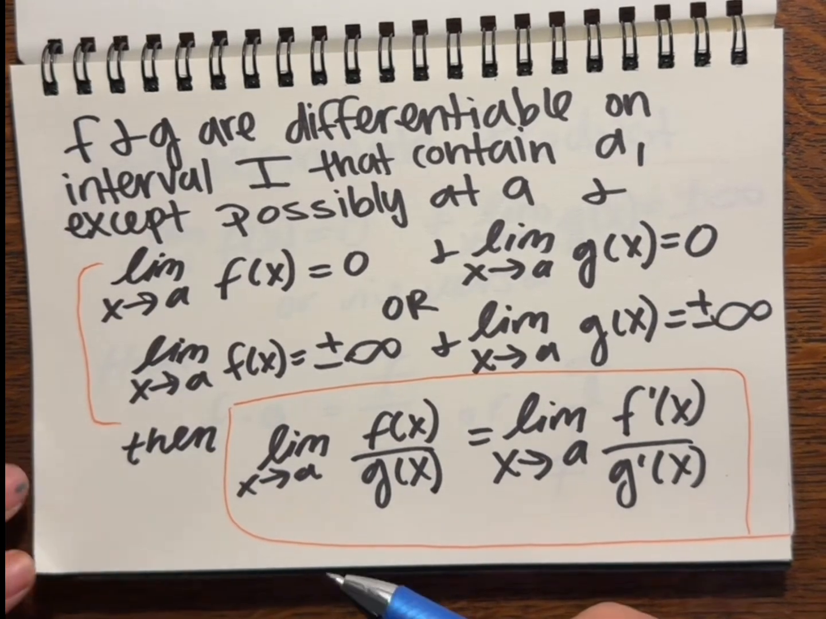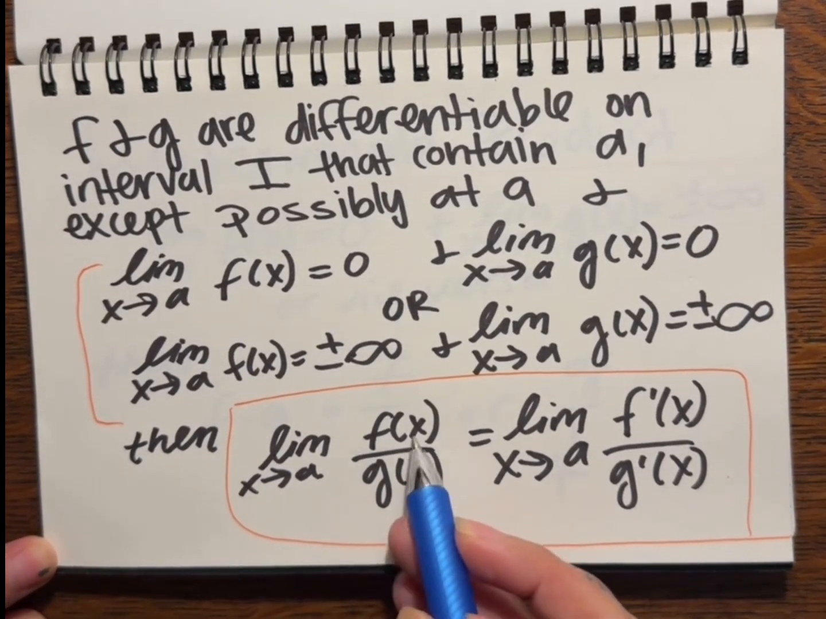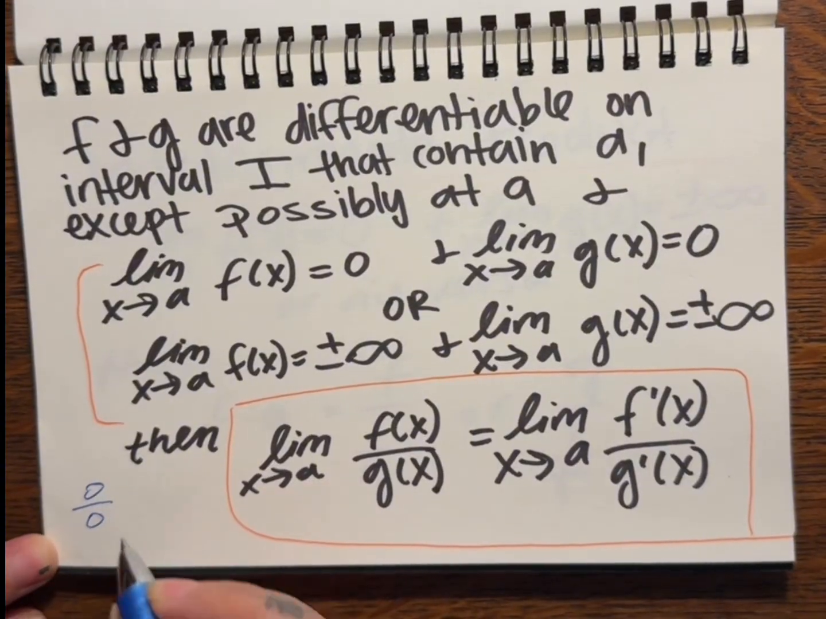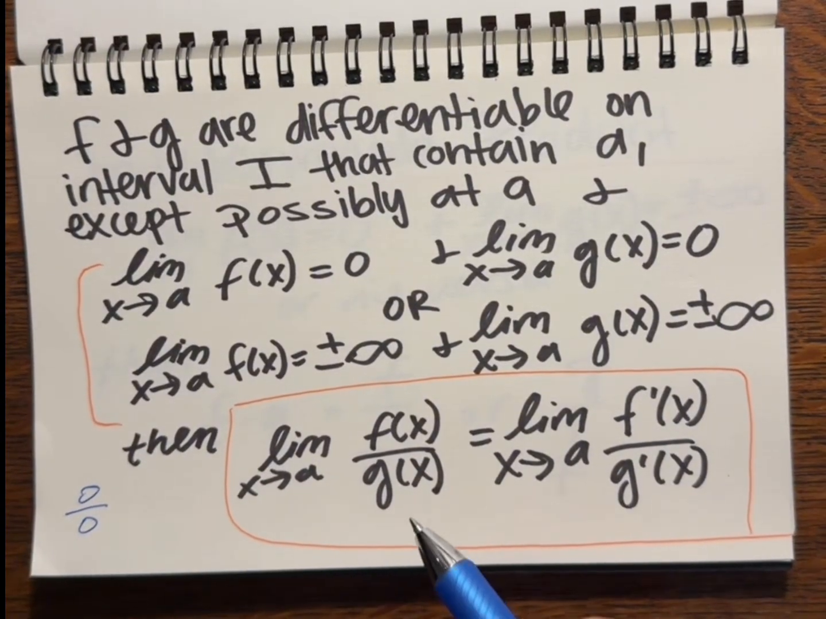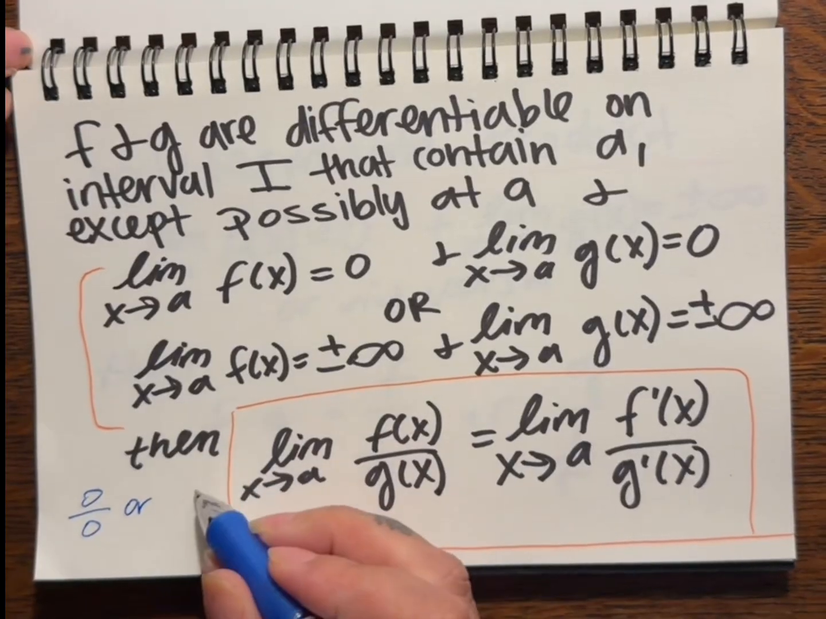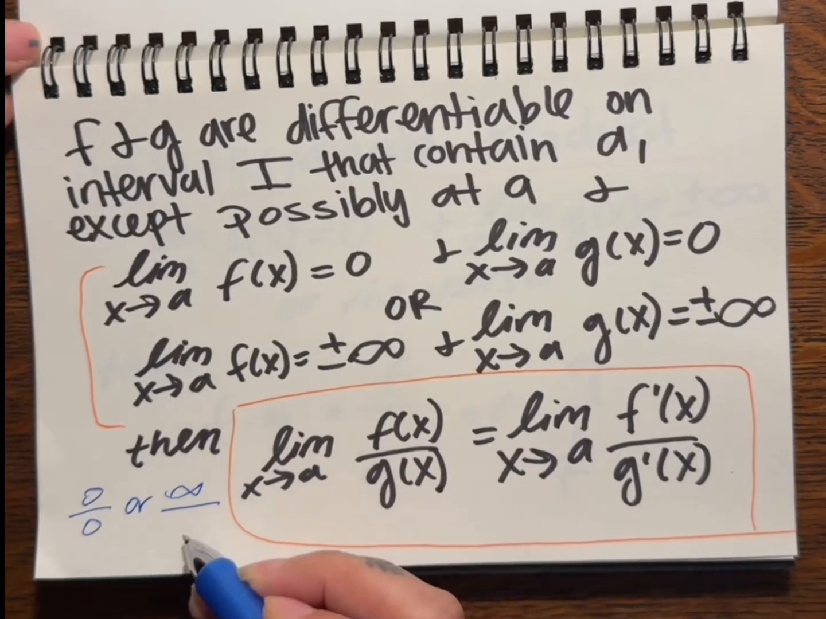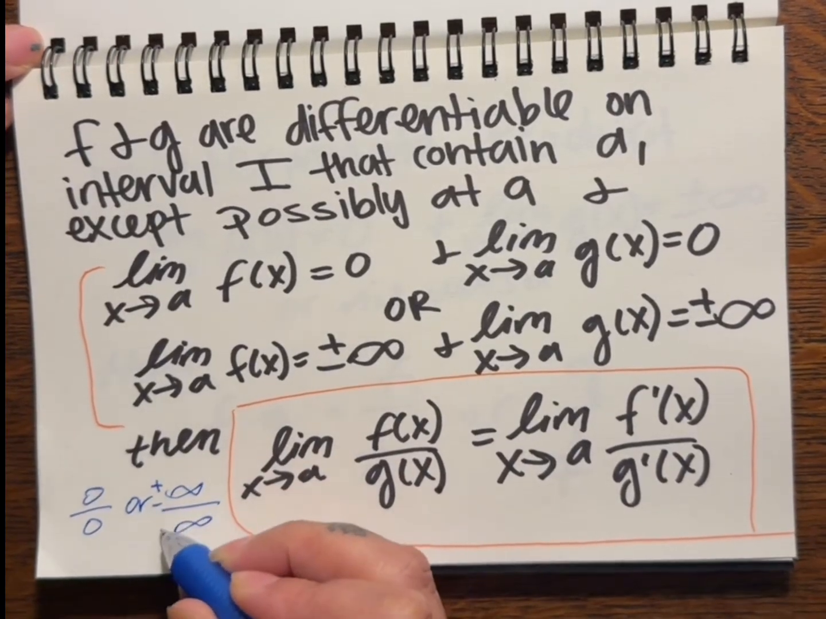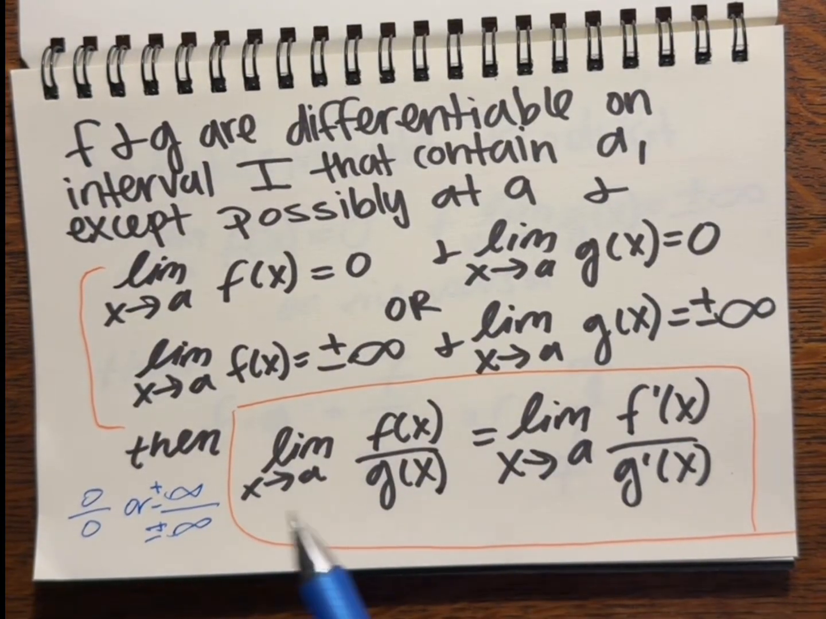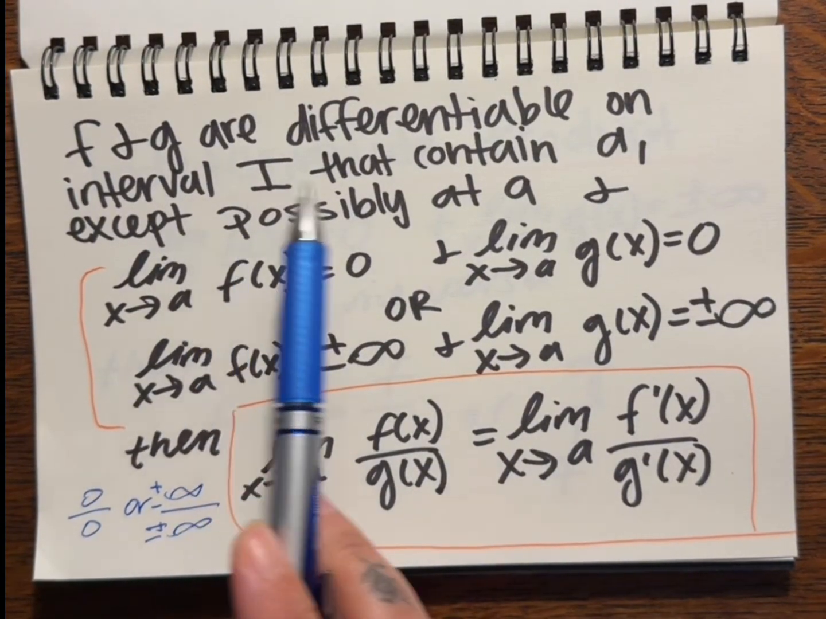So for example, if f of x, the limit of this function up here approached 0, and g of x 0, so 0 over 0 form, or if f of x approaches infinity and g of x positive or negative infinity, then we know we could use L'Hospital's rule.